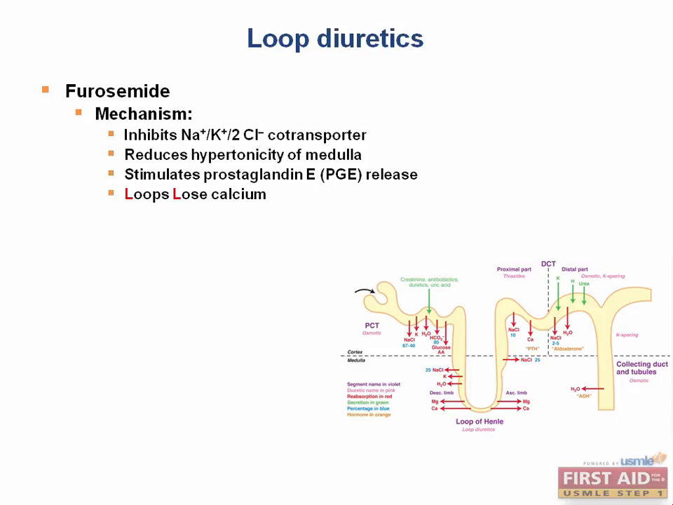This reduces the hypertonicity of the medulla, which will do what to the ability of the kidney to concentrate urine? Well, the kidney will no longer be able to count on the countercurrent system to concentrate urine. It also stimulates prostaglandin E release, and this causes a vasodilatory effect on the afferent arteriole, thus increasing GFR. Also, remember that loops lose calcium, and therefore can be dangerous in patients with what clinical condition?